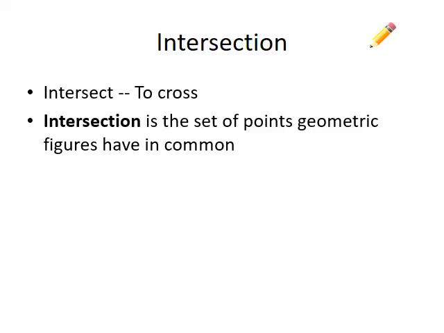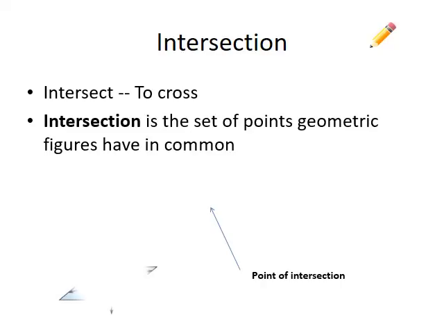Next is intersection, and you guys, this is pretty simple. To intersect means to cross. If you just think about a traffic intersection or a street intersection, that's basically the same thing in our geometry diagrams, but we also have another, more technical definition for our geometric purposes, and that is an intersection is the set of points geometric figures have in common.